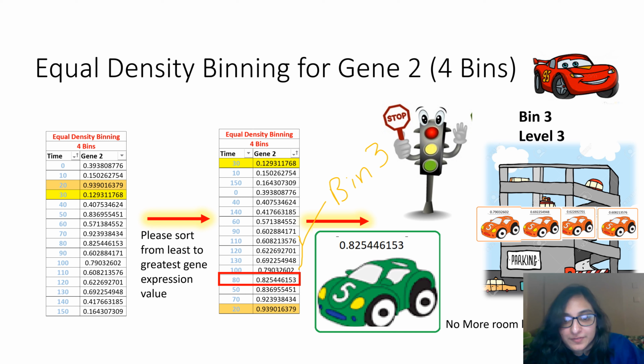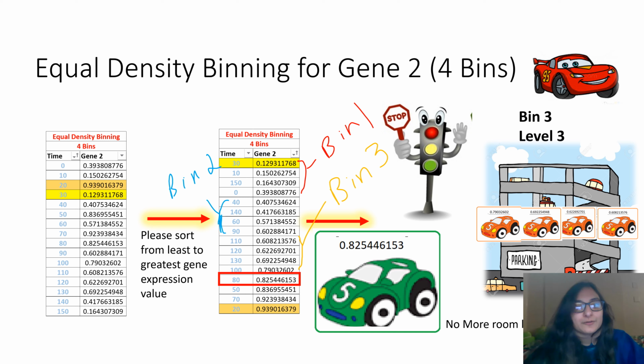This would be our bin 3. These first 3 here were our bin 1. The first 4 were bin 1. Then these ones have made it to our bin 2. Yeah, these ones were our bin 2. And then now we are finished with our bin 3. So now this car has to wait and go on to bin 4. So you can see we're at the last bin.